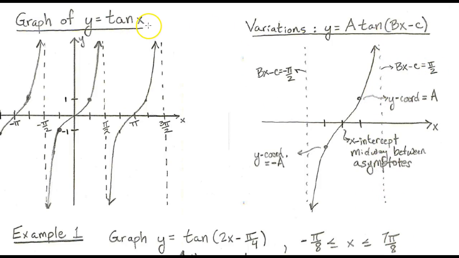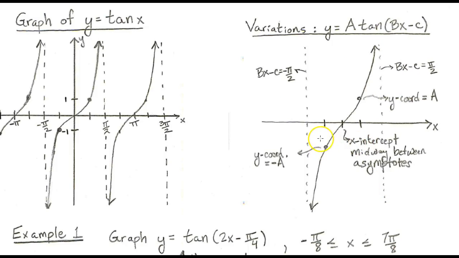Right? When x is minus pi over 2, I have a vertical asymptote. When x is pi over 2, I have a vertical asymptote. That's my tangent function, and then it repeats. So over here, I need bx minus c to be minus pi over 2 and pi over 2, and that tells you my vertical asymptotes.